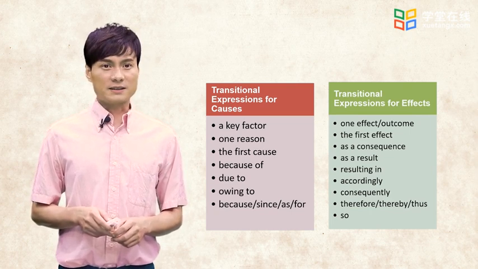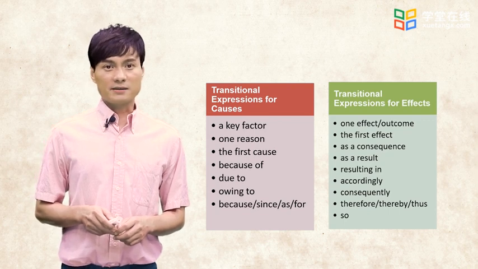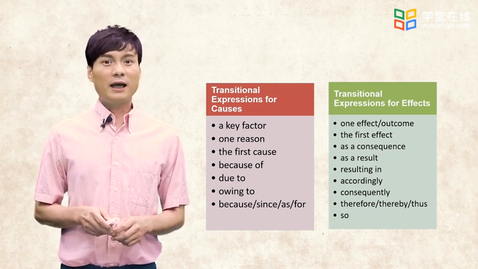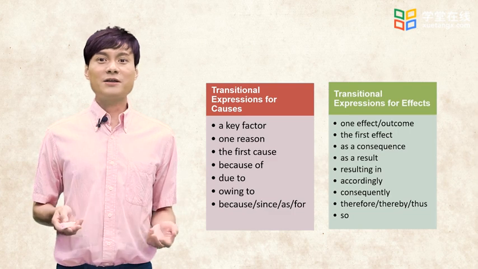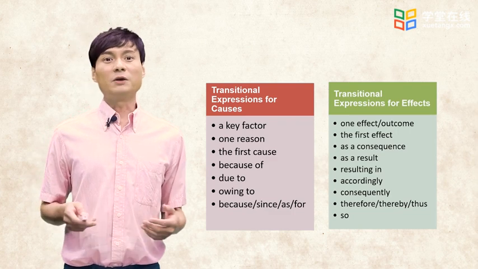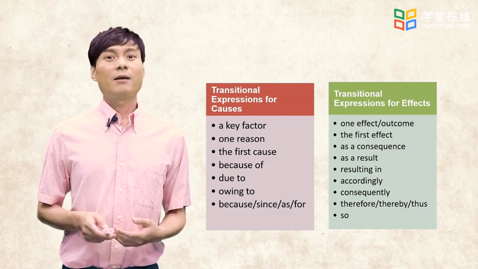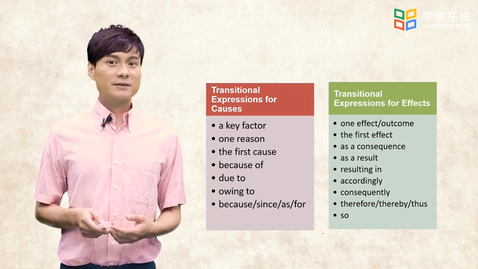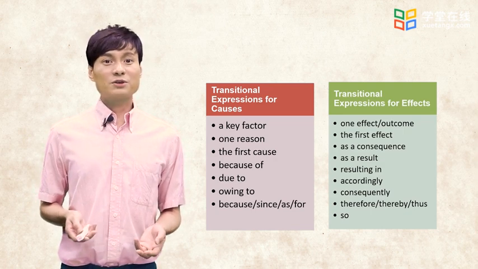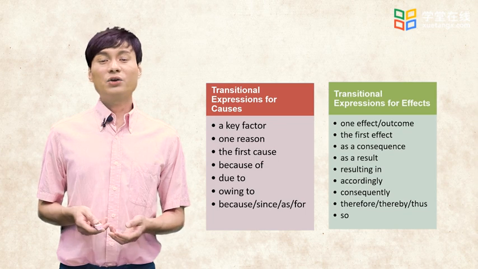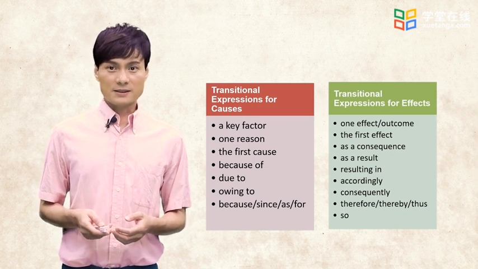Look at the red list first. Because of, due to, and owing to are interchangeable. They are followed by noun phrases. Because, since, and for all introduce reasons, and they are used to link clauses in a sentence.